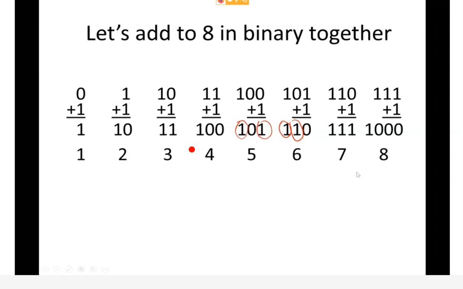And of course, now our digit on the right there is our 8th column. If we compare that to a decimal number, that would be our thousands, but here it's our 8s.